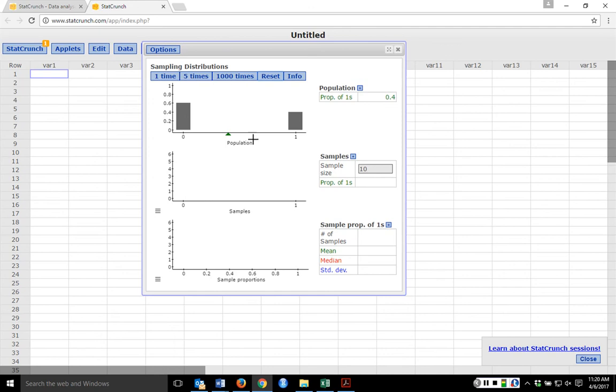But the 1,000 times isn't going to show me all the animation, it's just going to do it very quickly. And so now I have this big plot with all my different values on it. I now have a mean and a median and a standard deviation as well.